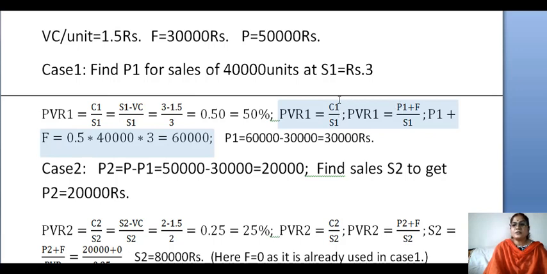Same formula let us use, but what will be P1 we have to calculate. So let us keep P1 plus F for C1, and S1 is sales. Sales we get in rupees by using 40,000 units into selling price rupees 3. So we get S1 as 40,000 into 3. PVR1 is 50%. C1 to be found out. We get 60,000. If we want P1 out of it, subtract F from this value. So it is 30,000 rupees. Total profit is 50,000. The profit we get by selling 40,000 units is 30,000 rupees. Now remaining profit left out is 20,000 rupees.